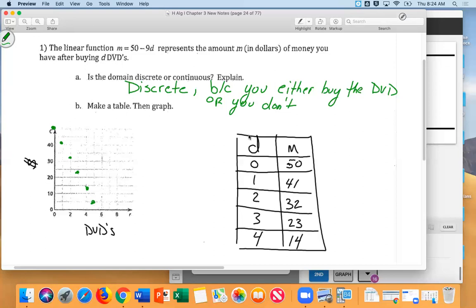So what is my domain of this function? It'd be 0, 1, 2, 3, 4, 5. And my range would be 50, 41, 32, 23, 14, and 5.